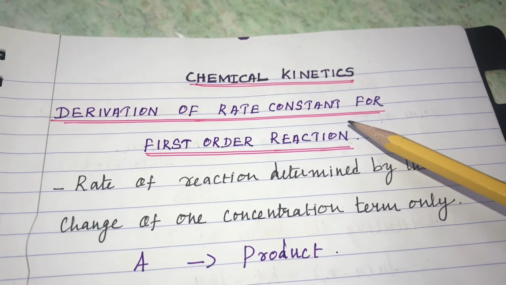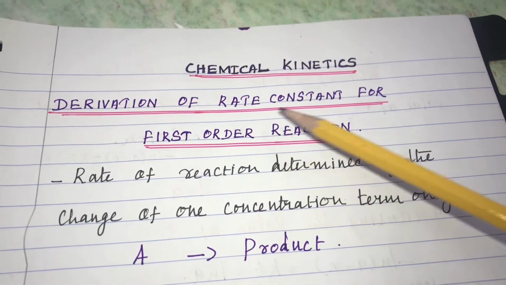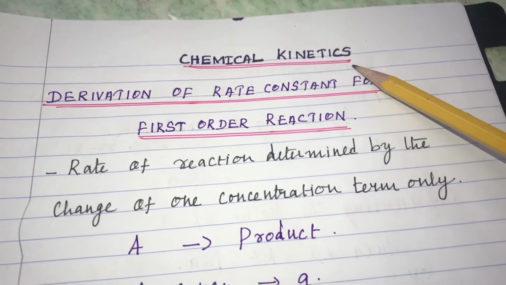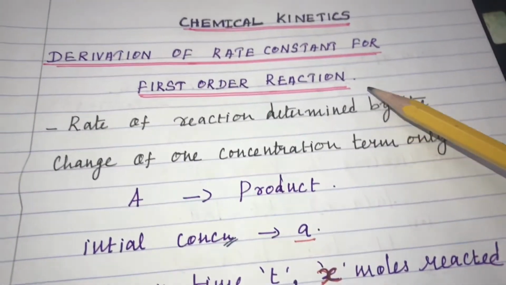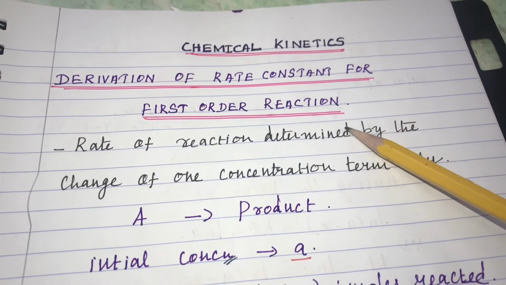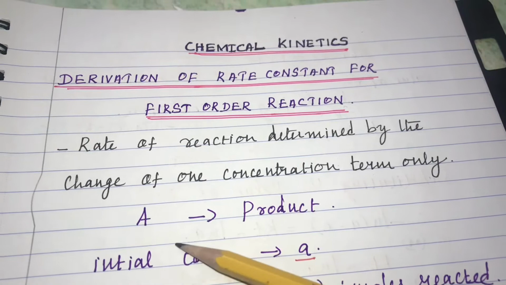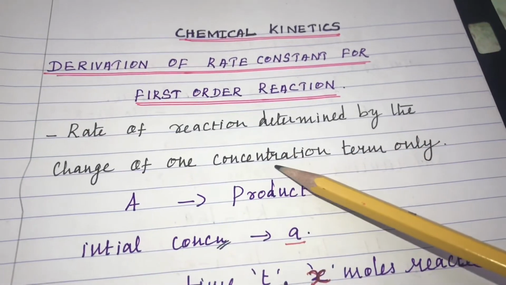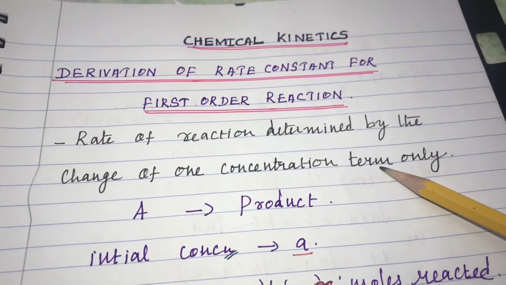In this video, we are going to see the derivation of the rate constant for a first order reaction in chemical kinetics. First order reaction is the reaction where the rate of the reaction depends upon the concentration of only one substance. So, the rate of reaction is determined by the change of concentration of one term only.